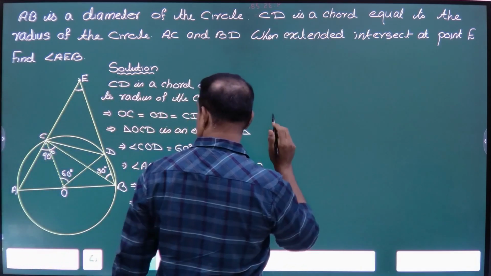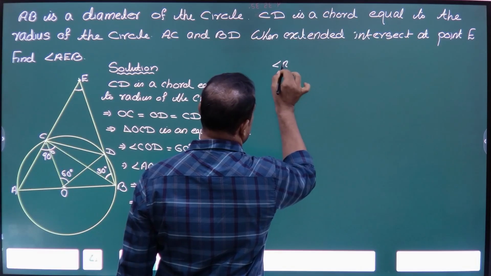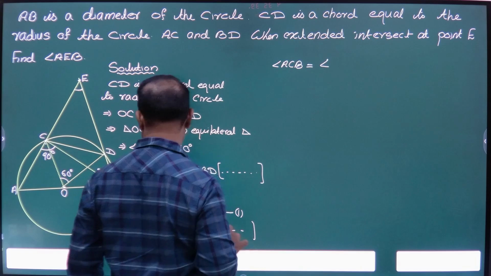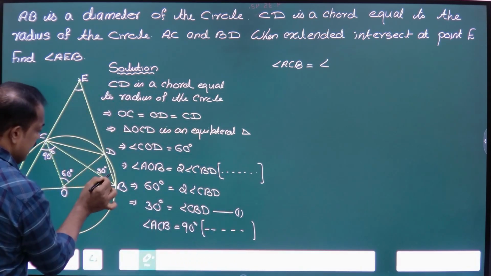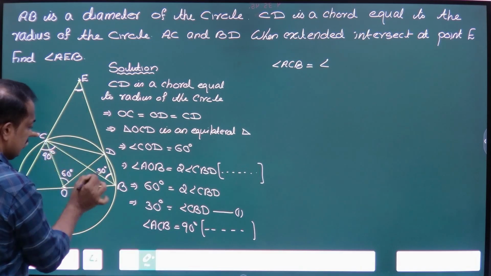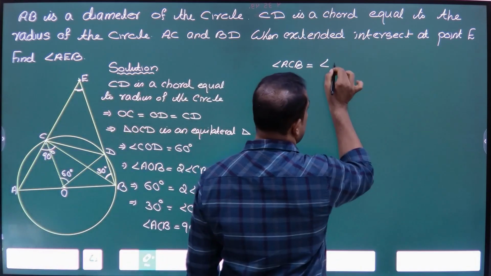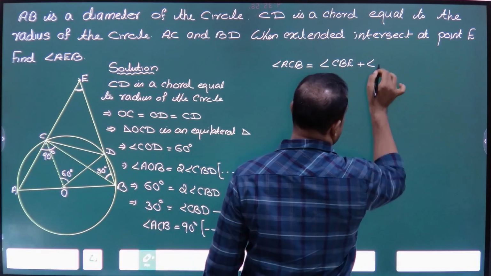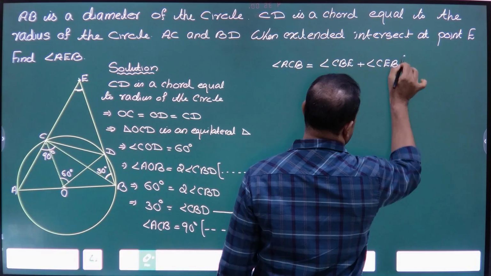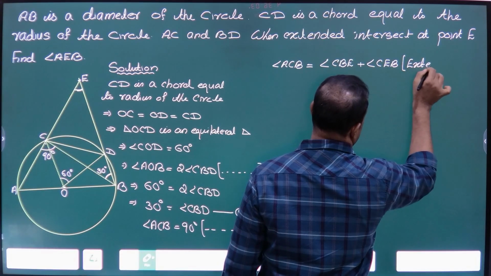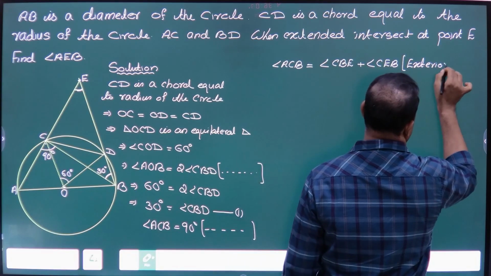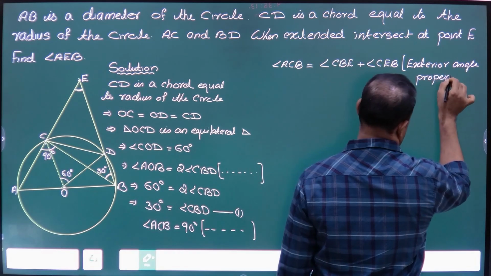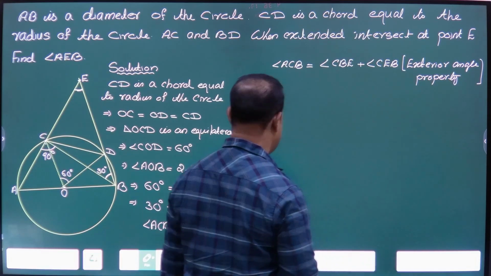So angle ACB is equal to angle, देखो ये ट्रायंगल है, एक एंगल ये आएगा, एक ही है. क्लियर है? दैट इज एंगल CBE प्लस एंगल CEB, ब्रैकेट, exterior angle property. Exterior angle property.